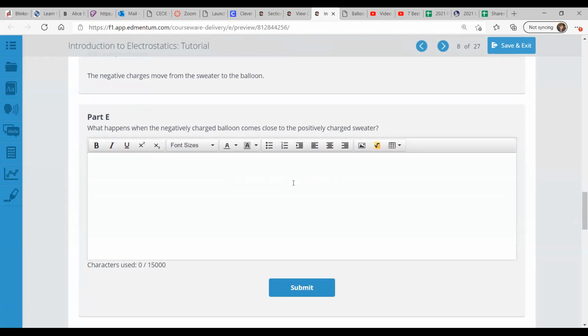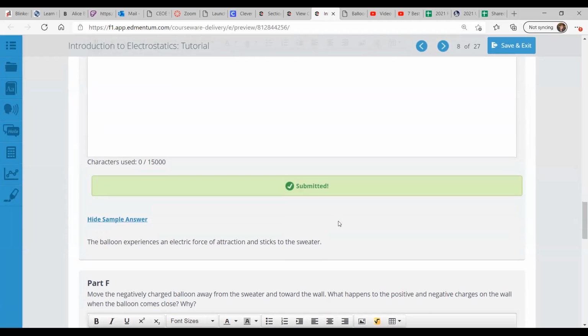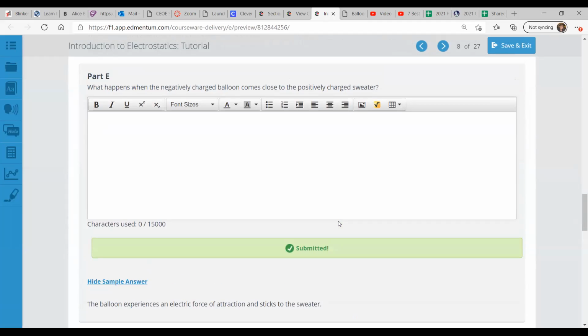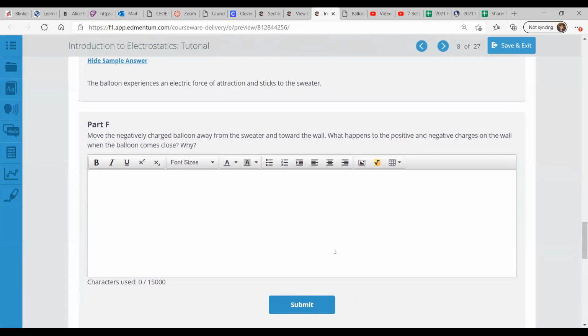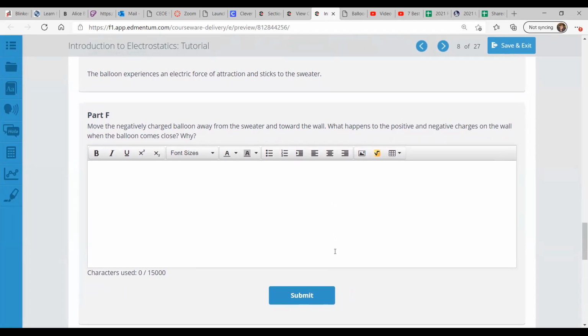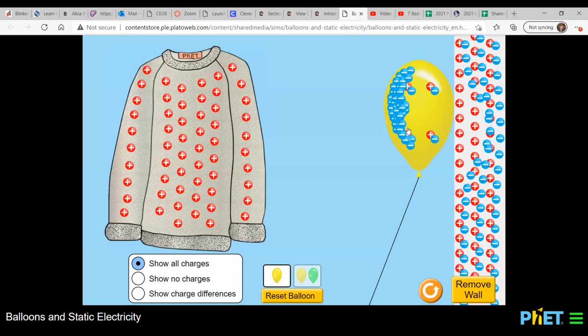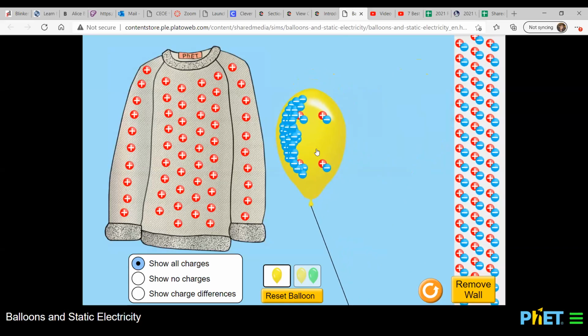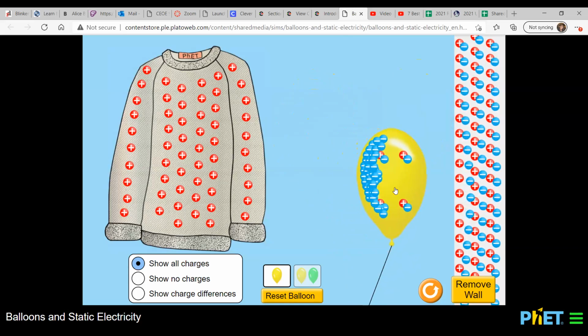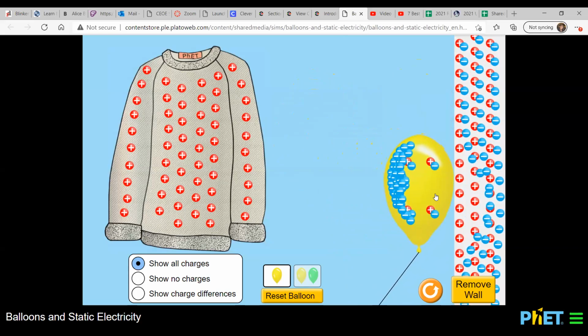What happens when the negatively charged balloon comes close to the positively charged sweater? The balloon experiences an electric force of attraction and sticks to the sweater. Move the negatively charged balloon away from the sweater and toward the wall. What happens to the positive and negative charges on the wall when the balloon comes close? Pay attention to the way the charges move as you bring the balloon close.